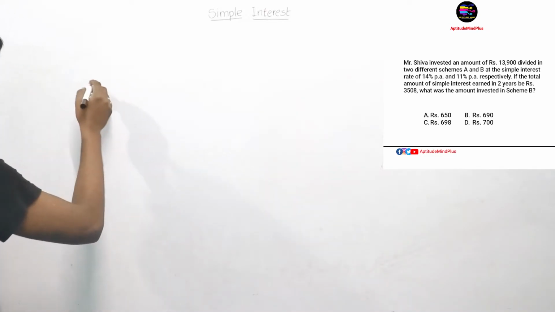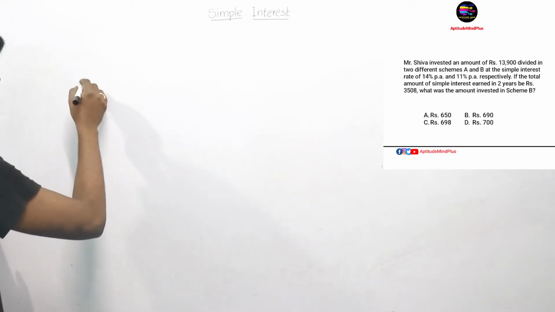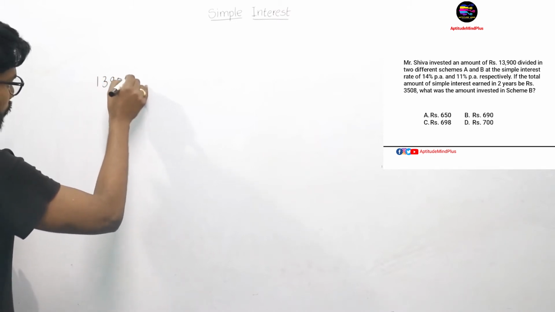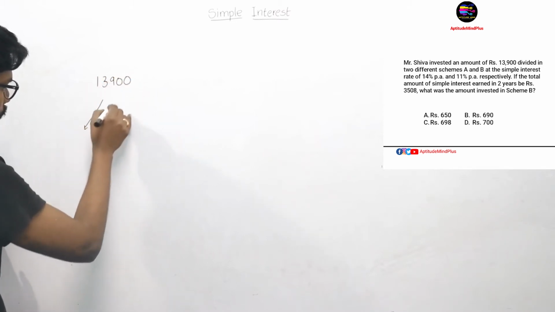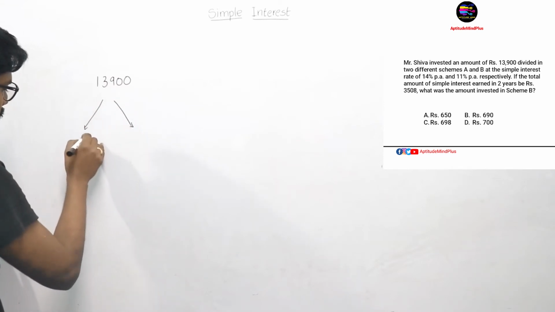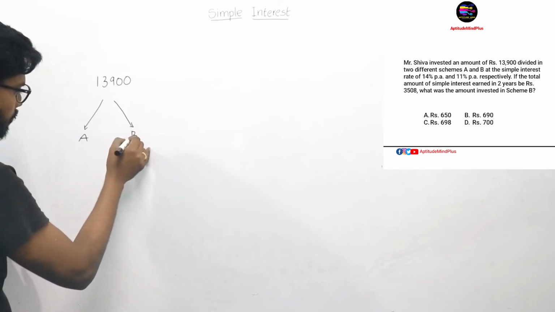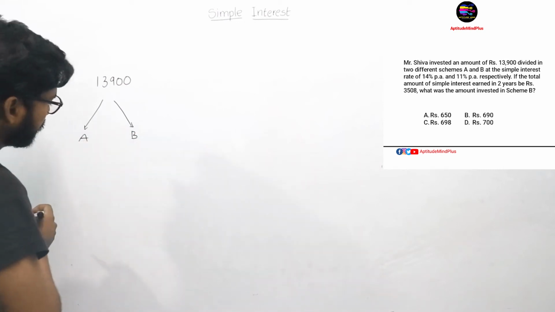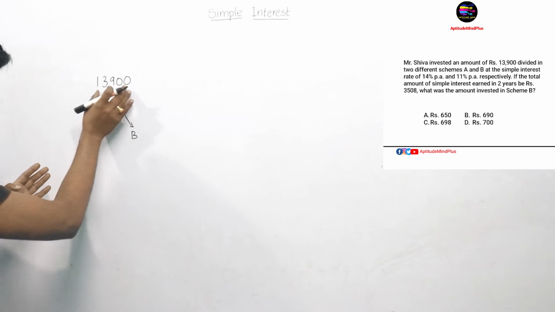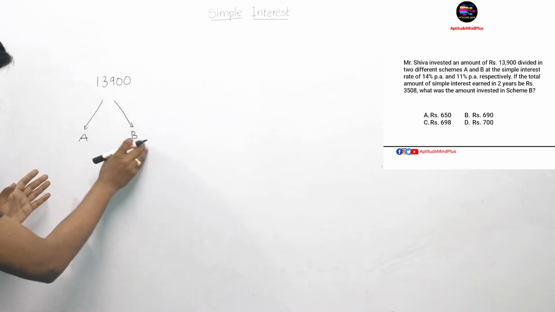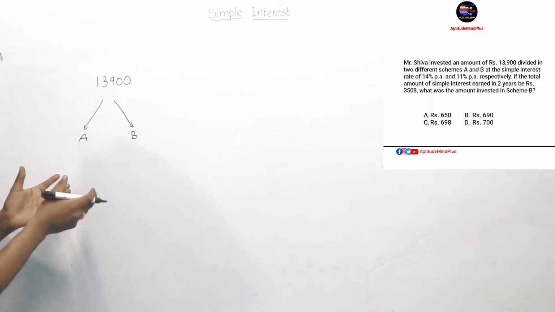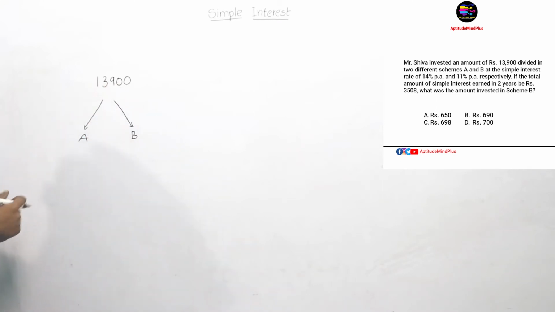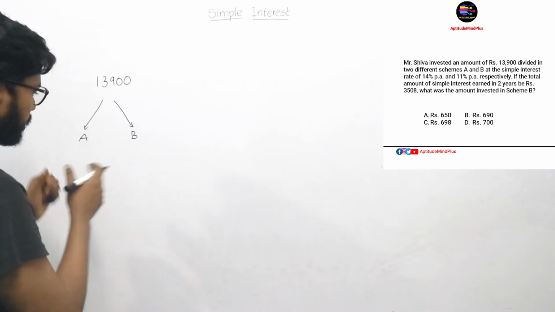So in the question it is given that an amount of 13,900 was invested in two different schemes. We don't know how much he invested in this and this. So we cannot take half of this amount in this and the other half in this, because he did not mention that the amount was invested equally. Unless mentioned, you should not take it like that.